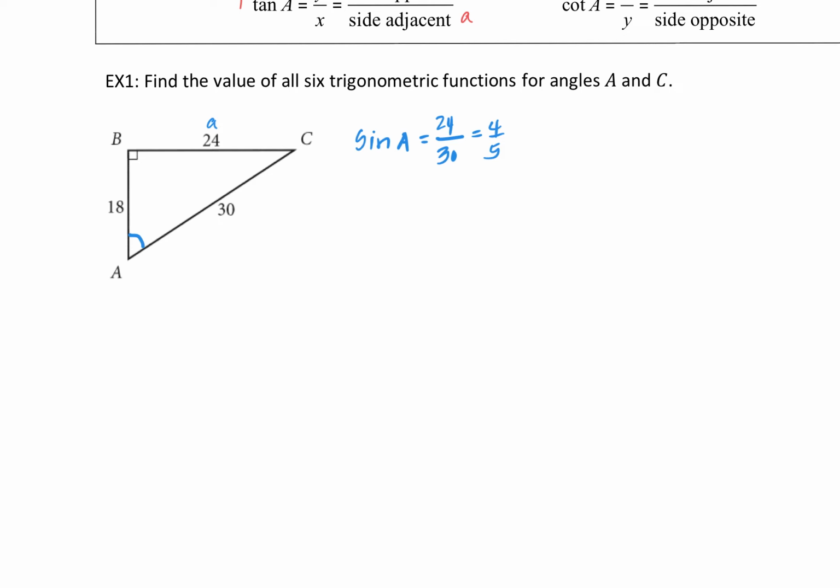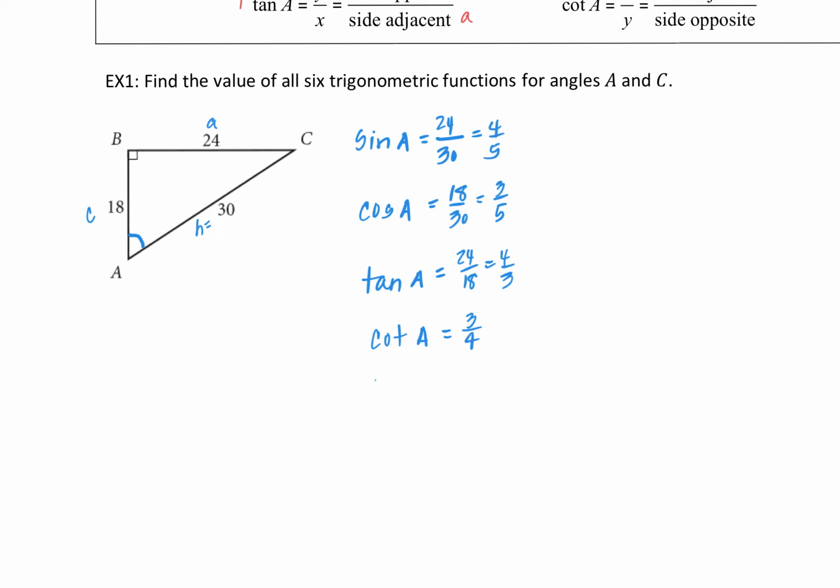If I look at tangent, with respect to angle A, it's going to be opposite over adjacent, which would be 24 over 18, reduces to 4/3. And I'll go to cotangent because it's just flipping tangent. So it should be 3/4. Or you could use that if tangent is opposite over adjacent, cotangent is adjacent over opposite. That would be 18 over 24, and then you would have to reduce.